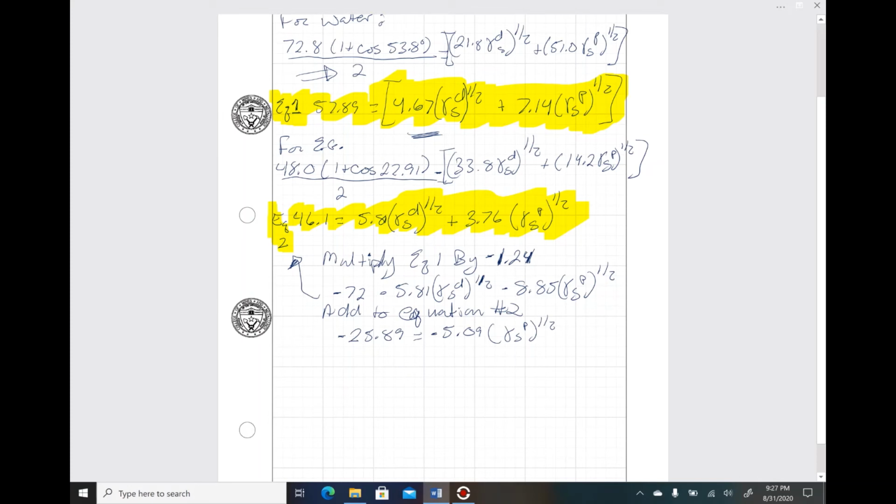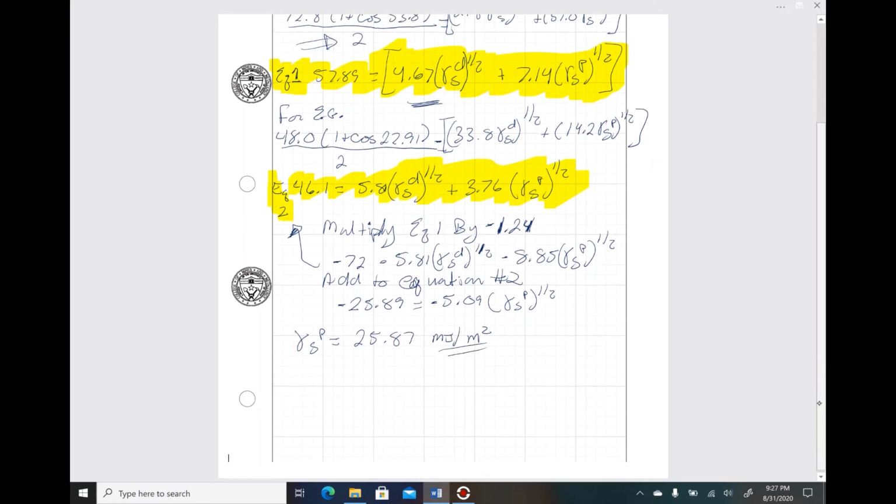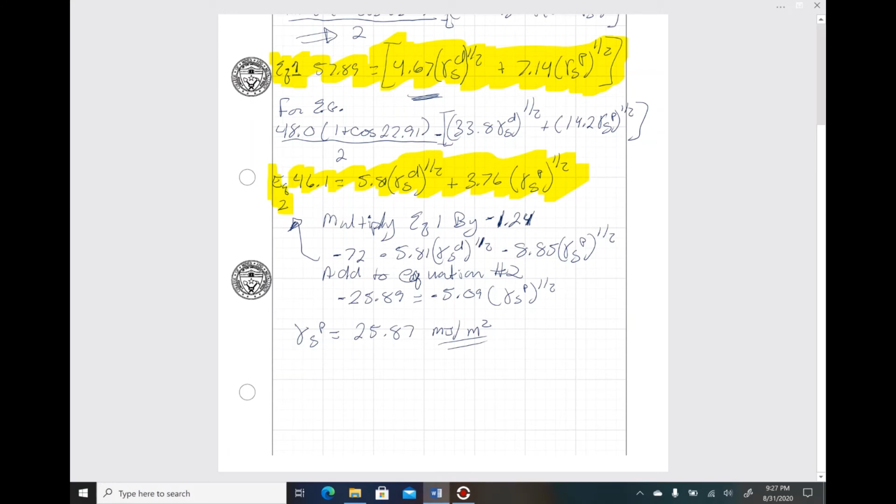And you can work it out, but you get gamma SP equal to 25.87, and that's millijoules per meter squared. So don't forget the units. Units are very important. The final thing we want to do is plug it back in to one of our equations, because now we've solved for gamma SP equals 25.87. So we can plug it back into equation 1.